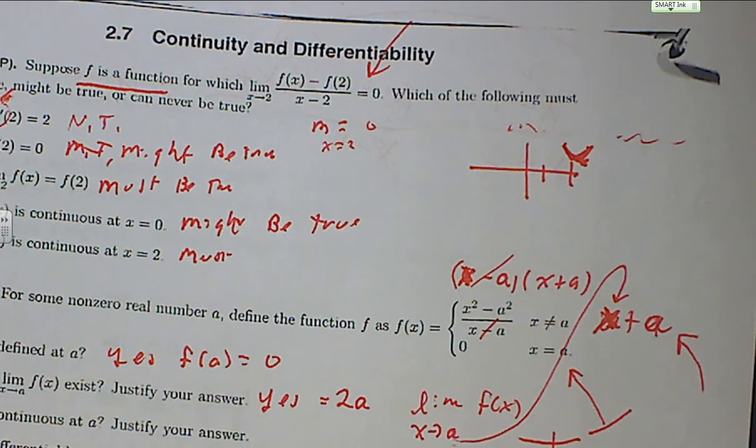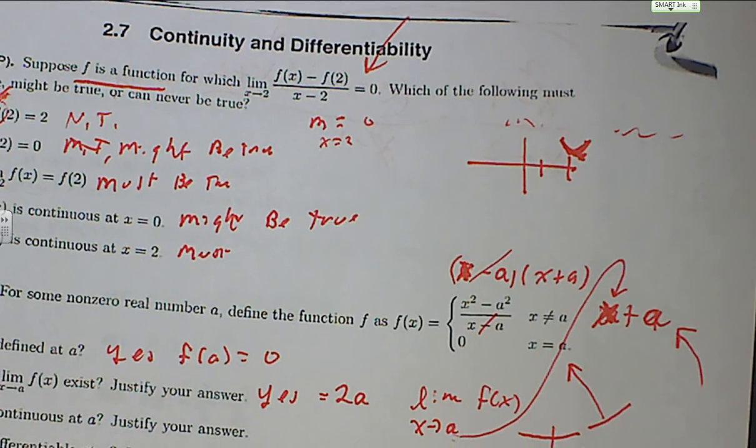I know nothing about whether 2A is actually 0 or not. I have no way of knowing that. 2A can be any number.